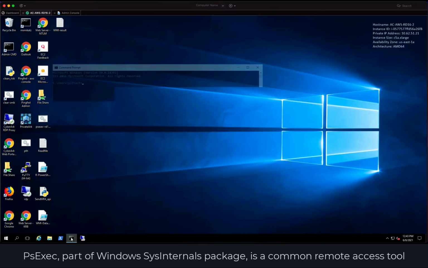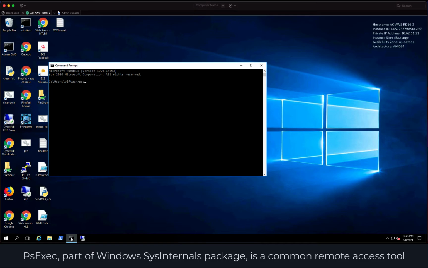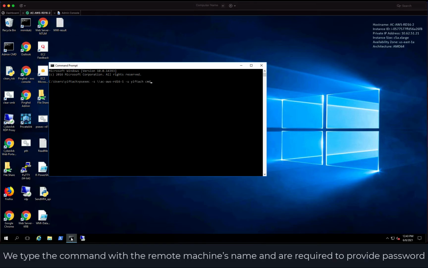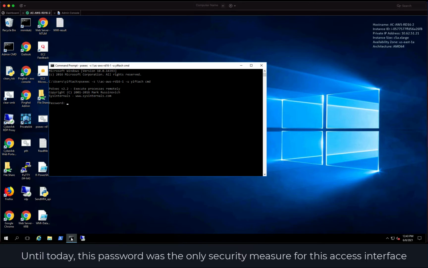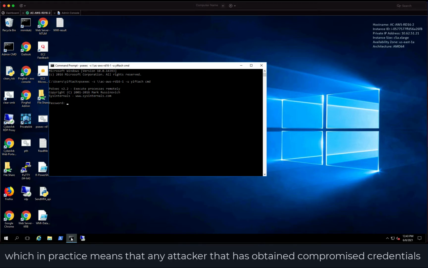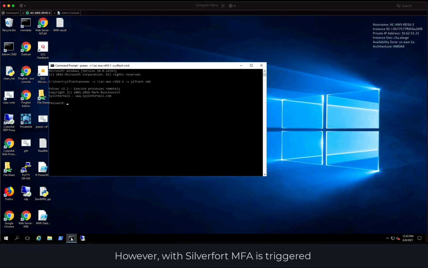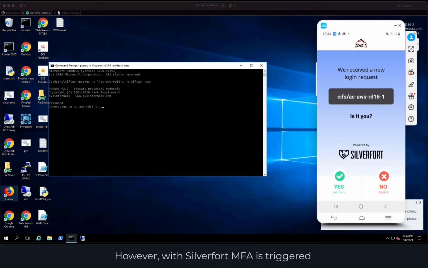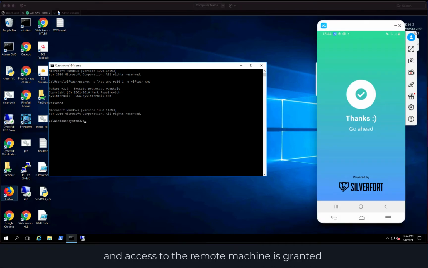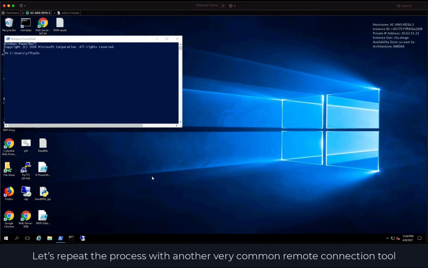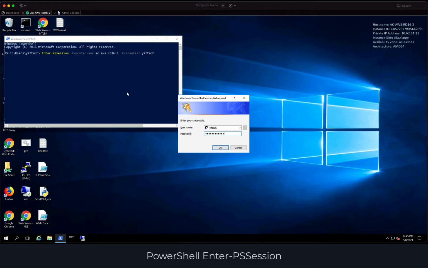PSExec, part of Windows Sysinternals package, is a common remote access tool. We type the command with the remote machine's name and are required to provide a password. Until today, this password was the only security measure for this access interface, which in practice means that any attacker that has obtained compromised credentials could use them for malicious access. However, with Silverfort, MFA is triggered, and access to the remote machine is granted only after the verification of the actual user. Let's repeat this process with another very common remote connection tool, PowerShell Enter-PSSession.